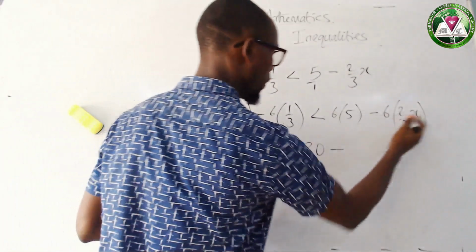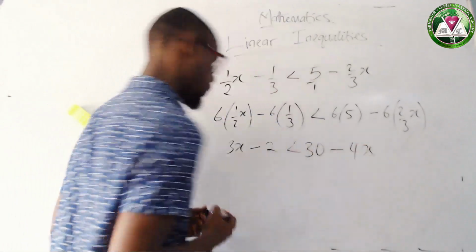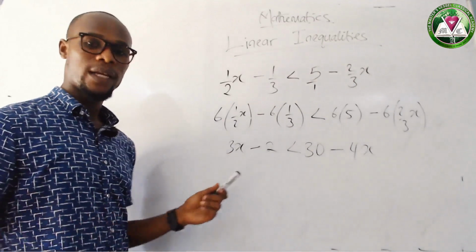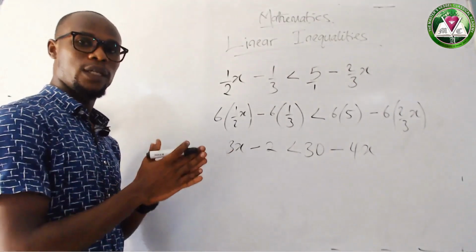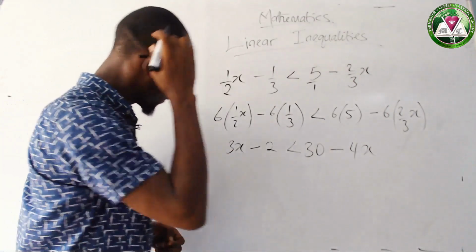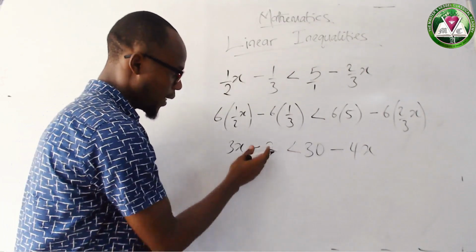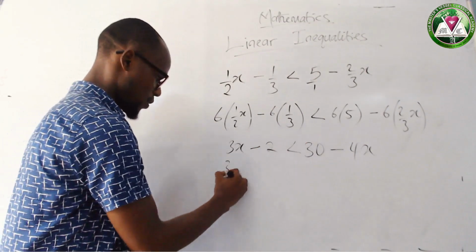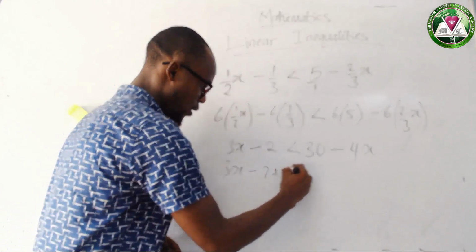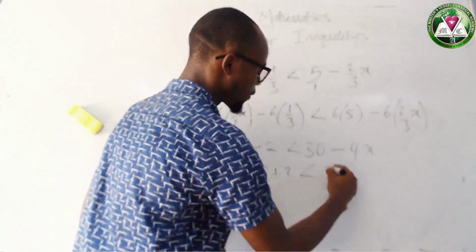We have 2 multiplying 2 to give 4x. And here also, we collect like terms. We group the like terms together. Then from here, we can add 2 to both sides. So we can eliminate 2 by adding 2 to both sides.